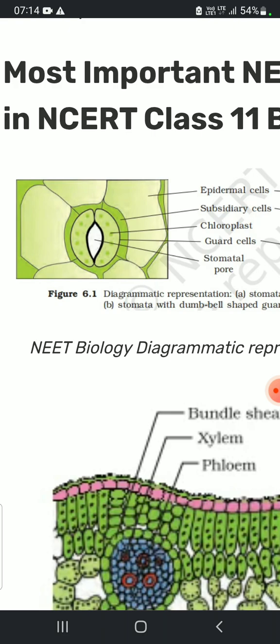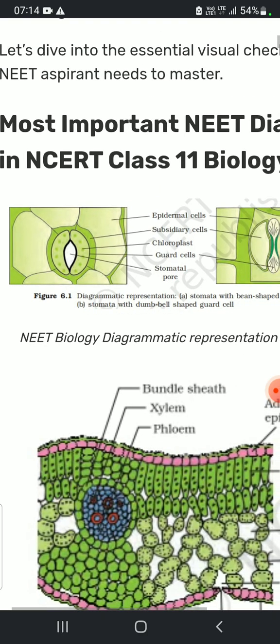So revising once again, outermost is the epidermal cell. Then surrounding the guard cell is the subsidiary cell. Then we have guard cell which is bean shaped. Then chloroplast in it. Then stomatal pore.